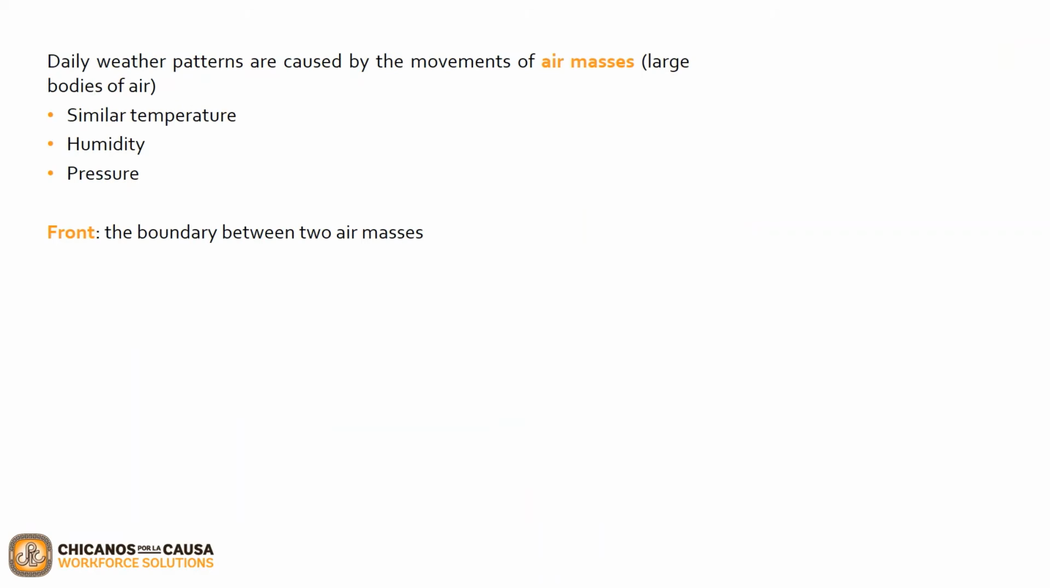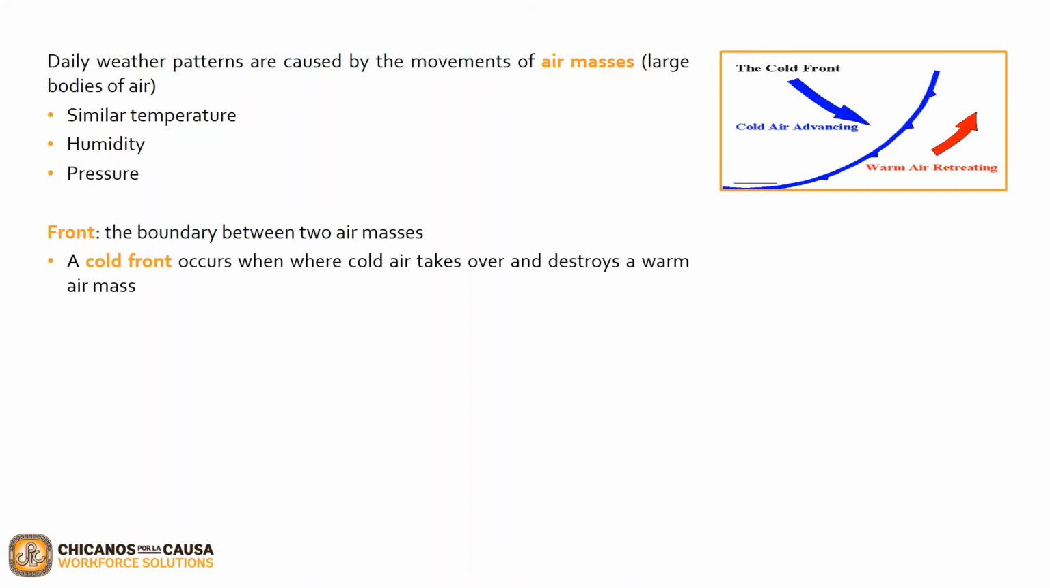These daily weather patterns are caused by the movements of air masses or large bodies of air. These air masses have a similar temperature, humidity, and pressure. The edge or the boundary where more than one air mass meets is called a front. You have a cold front, and a cold front usually occurs when cold air takes over and destroys a warm air mass.